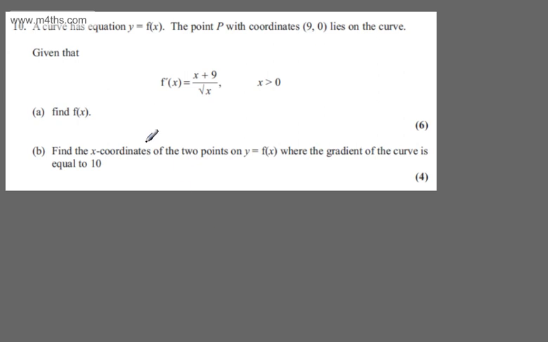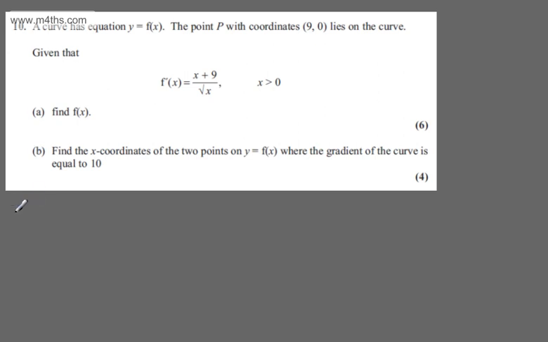In question 10, we're told a curve has equation y is equal to f of x. The point P with coordinates (9, 0) lies on the curve. Given that f dash of x is equal to x plus 9 over root x, where x is greater than 0, in part A for 6 marks, we need to find f of x.